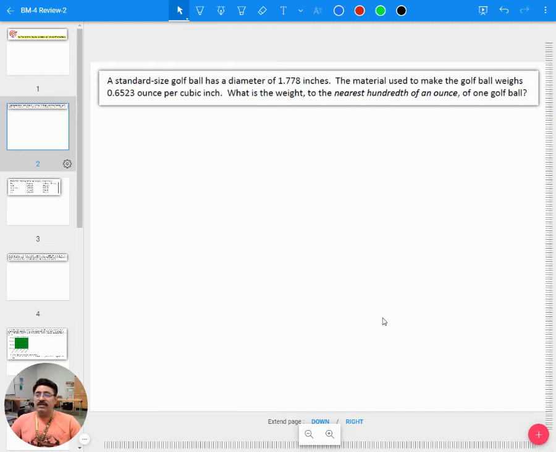A standard size golf ball has a diameter of 1.778 inches. The material used to make the golf ball weighs 0.6523 ounce per cubic inch. What is the weight to the nearest hundredth of an ounce of the golf ball? Here, always identify what important information is given. I see that a golf ball has a diameter of 1.778 inches.